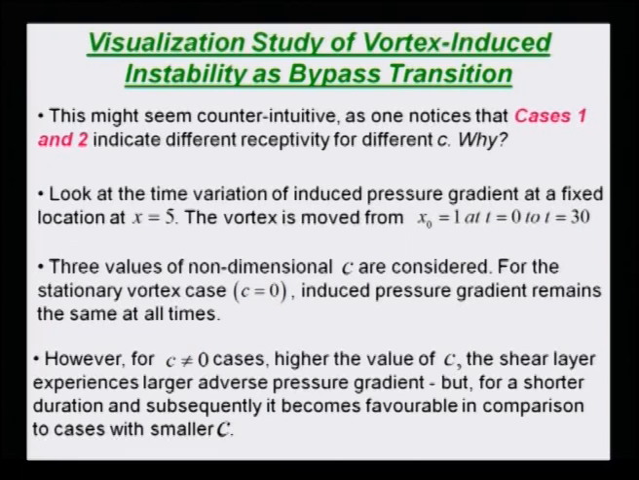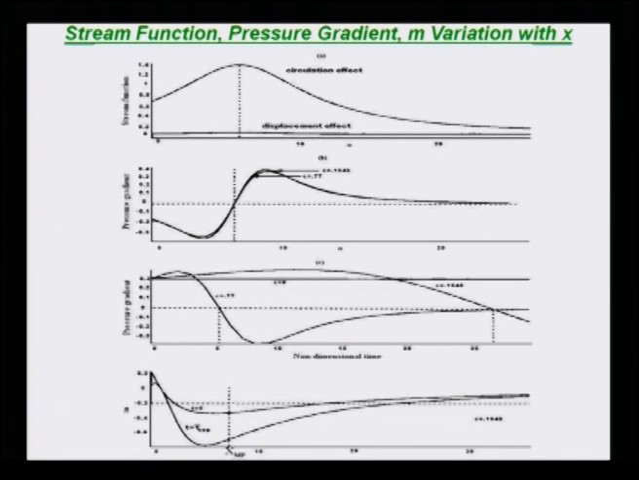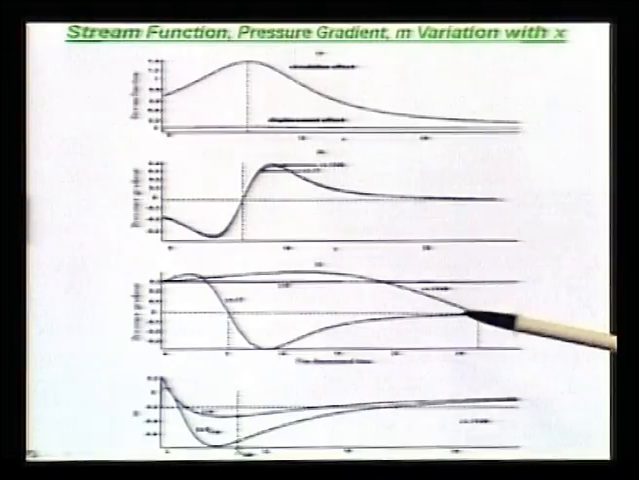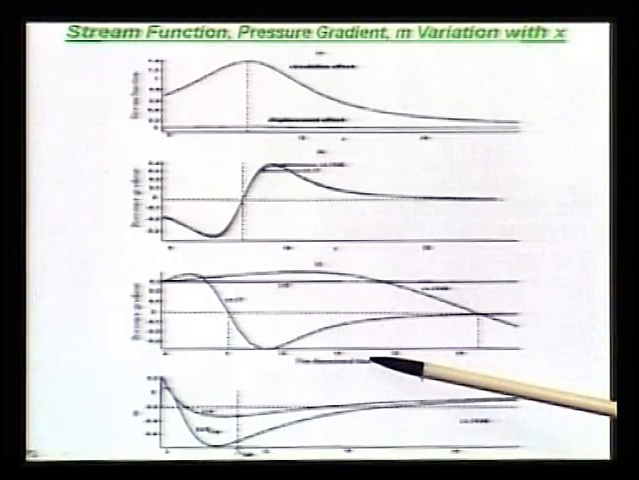That you need to understand if you look at the time variation of the induced pressure gradient at a fixed location. What we had done was look at a fixed location x equal to 5, and the vortex is moved from x naught equal to 1 at t equal to 0 to t equal to 30. In this motion from 0 to 30, what happens to the pressure gradient as a function of time at x equal to 5? That is what is plotted in the third frame here. So, this is pressure gradient versus non-dimensional time.